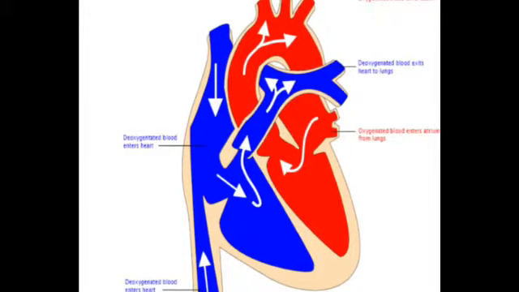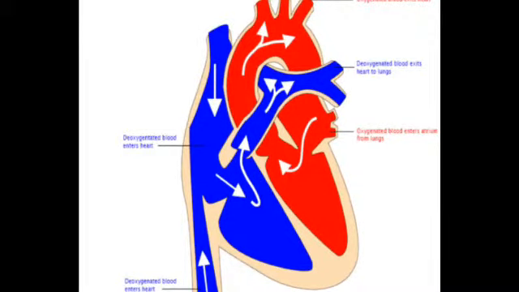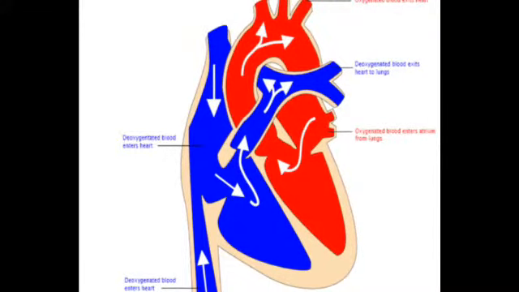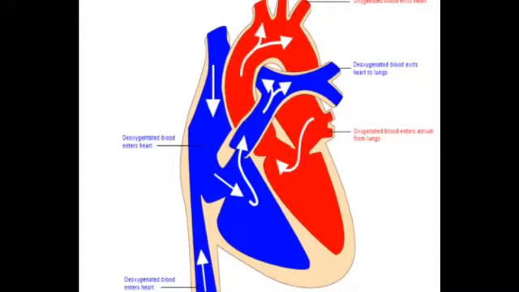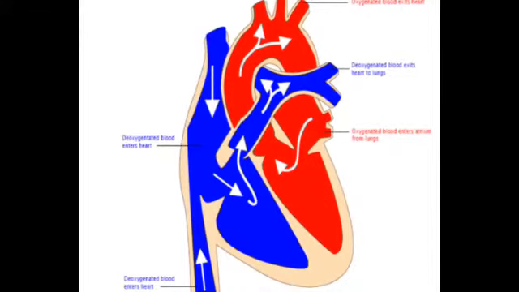Now, your heart will receive deoxygenated blood from the body tissues via the superior and inferior vena cava. This deoxygenated blood enters the right atrium and passes through the tricuspid valve into the right ventricle. The deoxygenated blood leaves the right ventricle and is transported to the lungs in the pulmonary arteries.